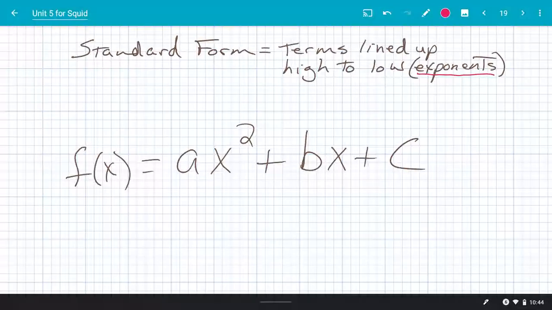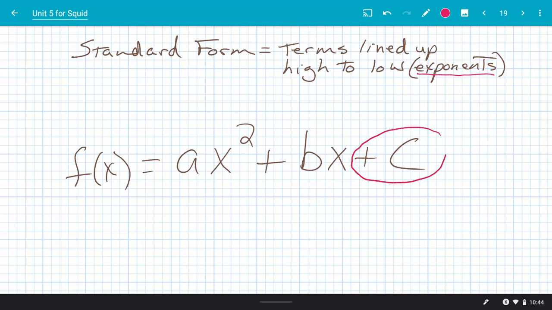I want to talk about the individual parts being the A, the B, and the C. Okay, let's start at the end, or let's start with the C. What does C stand for? Stands for the constant. Now, what is a constant? Constant is a number by itself.